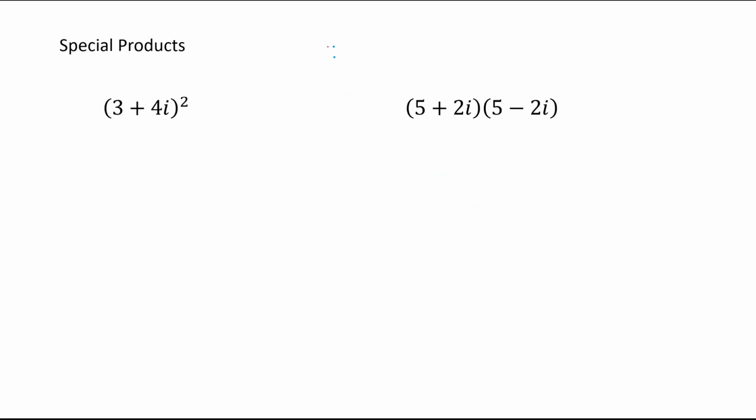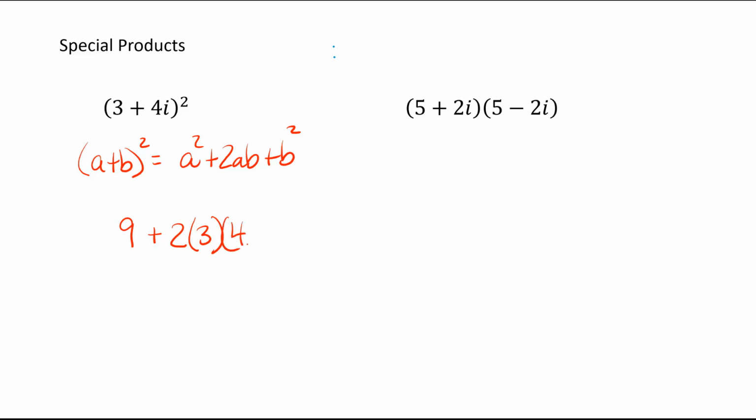So here, this first thing is not conjugates. This is just squaring a binomial. And if you remember that when you square a binomial, you get a squared plus 2ab plus b squared. So it's the same way when you have 3 plus 4i and you're squaring that binomial. First thing squared, 9. 3 squared is 9, plus 2ab, plus b squared.